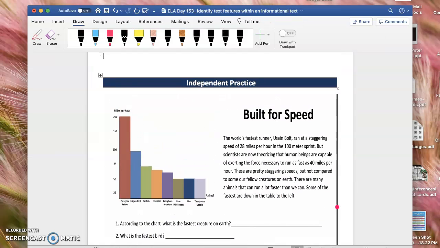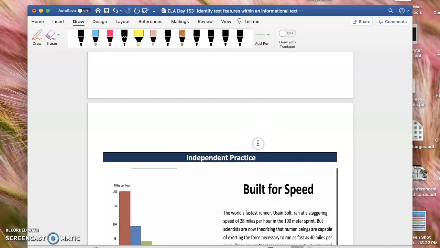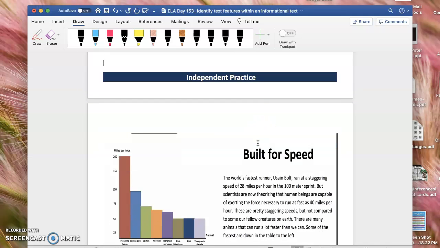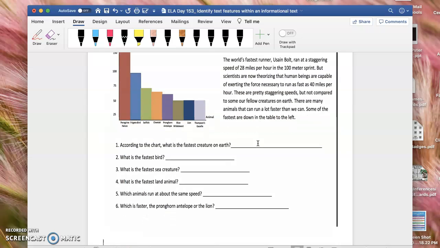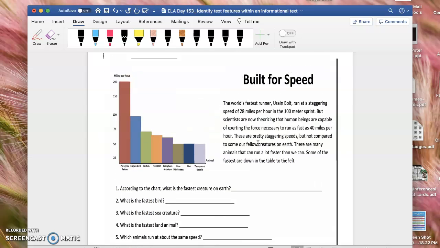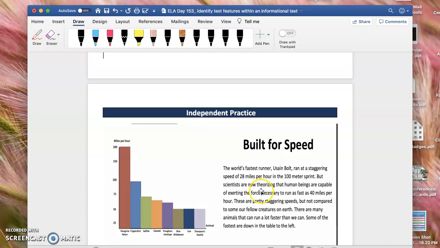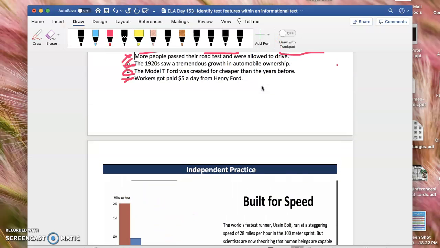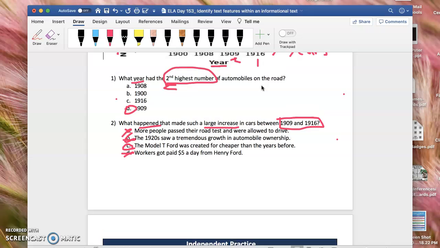So guys, that was the last question. So now we're going to move on to your independent practice. For your independent practice, guys, you're going to see the chart, and then you have your text next to it, which is called Built for Speed. Okay. And then you have to look at the chart and answer the questions just like what we did here.